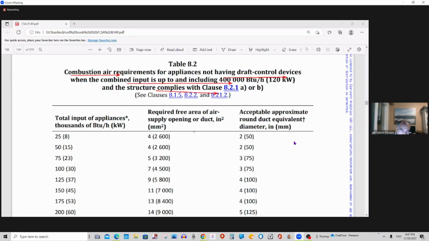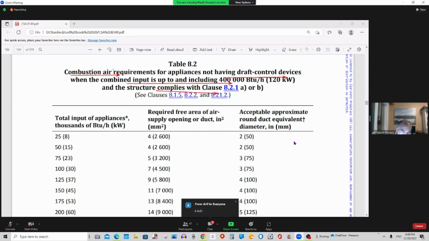Again, if I have a hot water tank, 120,000 BTU without draft control, what is the opening for combustion air if the structure complies with 8.2.1 A and B? How much is the BTU? 120,000, without draft control. Please write it in your chat if you want. I'm going to explain this one, but the next one is a little complicated.